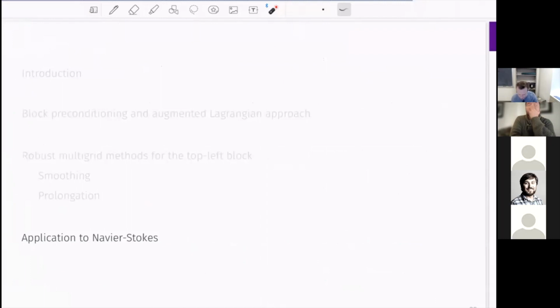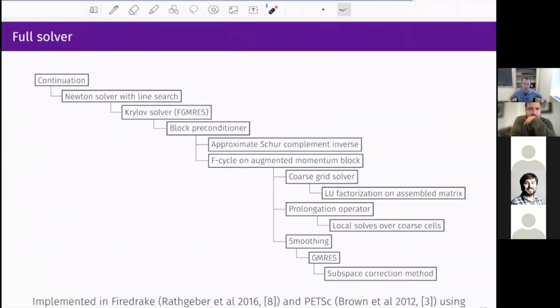Okay, and just to wrap up, let me show you the big picture again, and then show you that this works when applied to the Navier-Stokes equations. So we implemented all of this in PETSc and Firedrake. Firedrake is a finite element solver developed at Imperial and Durham. It's very similar to FEniCS, which some of you may know, and it makes implementing these really nested and more complicated solvers and preconditioning schemes very easy.